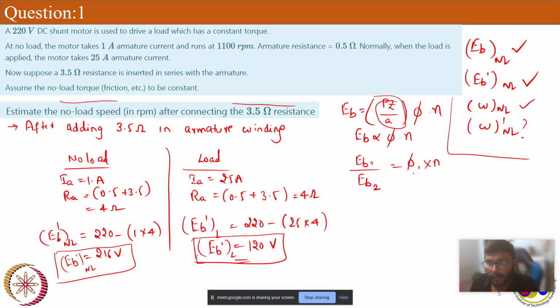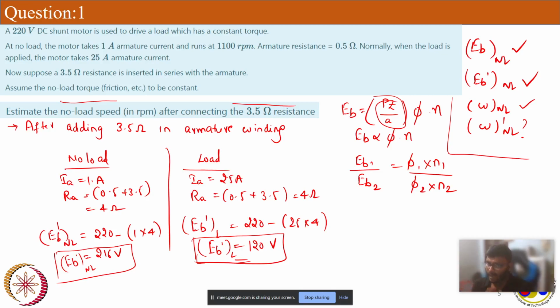Phi 1 into N1 by phi 2 into N2. Now if you see here, phi 1 and phi 2 is nothing but the flux generated in the field winding before and after connecting the resistance. Now one thing we observed is, whatever might be the armature resistance, even if you add some resistance or reduce the resistance, my field winding resistance is not at all changing. My RSH is same, the voltage supplied is same, so the current drawn by the field winding is always same no matter what the armature resistance is. It is independent of that.